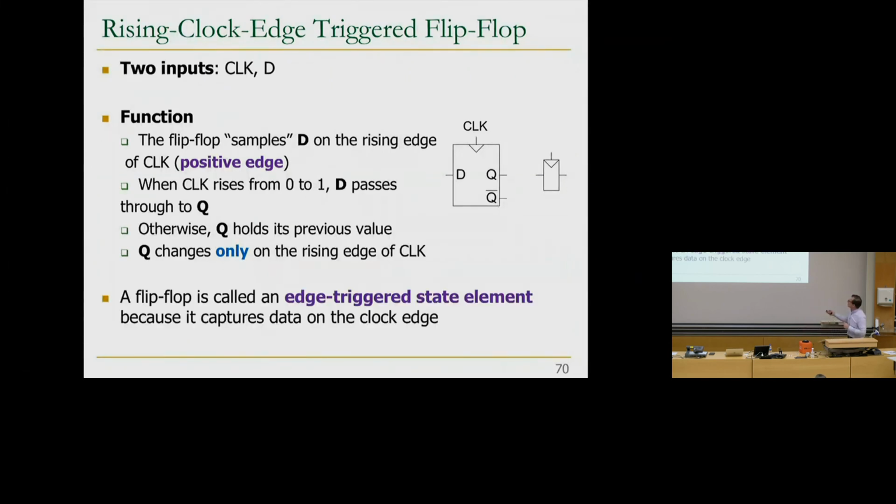So this is called an edge-triggered state element. Basically, this is triggered when the clock edge changes, because it captures data on the clock edge. And as I said earlier, a latch is a level-triggered state element. When the clock level is 1, it gets triggered, meaning that its value changes. It captures data while the clock is 1. But that's not what we want. That's why we constructed the D flip-flop.